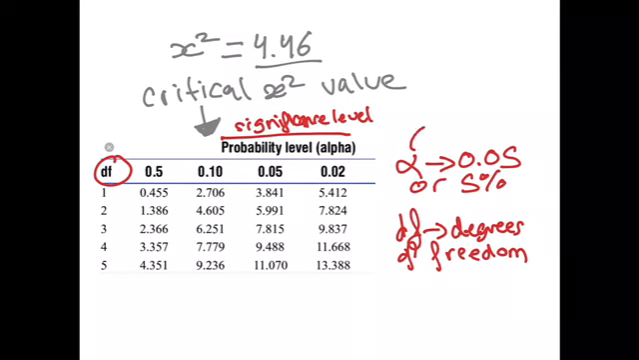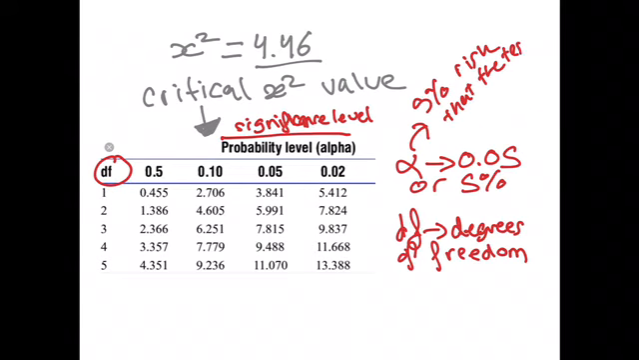What does it mean? Well, it means that there is a 5% risk that the test is wrong. So there is a 5% chance that if the test says that the null hypothesis is right, the null hypothesis is actually wrong. Or if the test says that the null hypothesis is wrong and should be rejected, there is a 5% chance that it's actually right and it shouldn't be rejected.